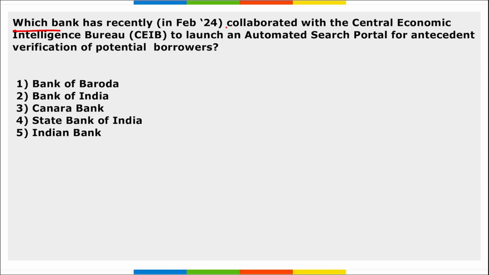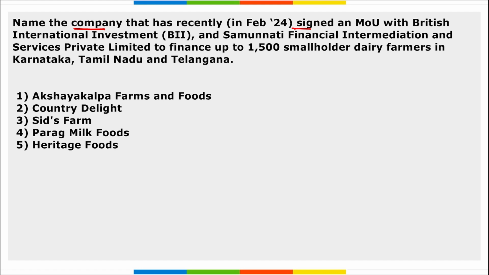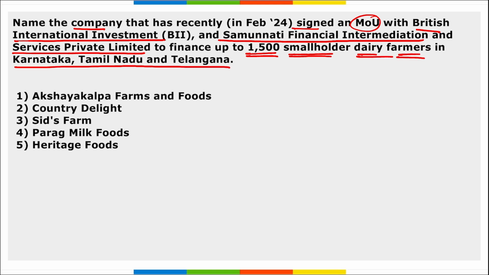Next, which bank has recently collaborated with Central Economic Intelligence Bureau to launch an automated search portal for antecedent verification of potential borrowers? So the right option here becomes option 4, State Bank of India. Right? Next, name the company that has recently signed an MOU with British International Investment and Samunnati Financial Intermediation and Services Private Limited to finance up to 1500 smallholder dairy farmers in Karnataka, Tamil Nadu and Telangana.